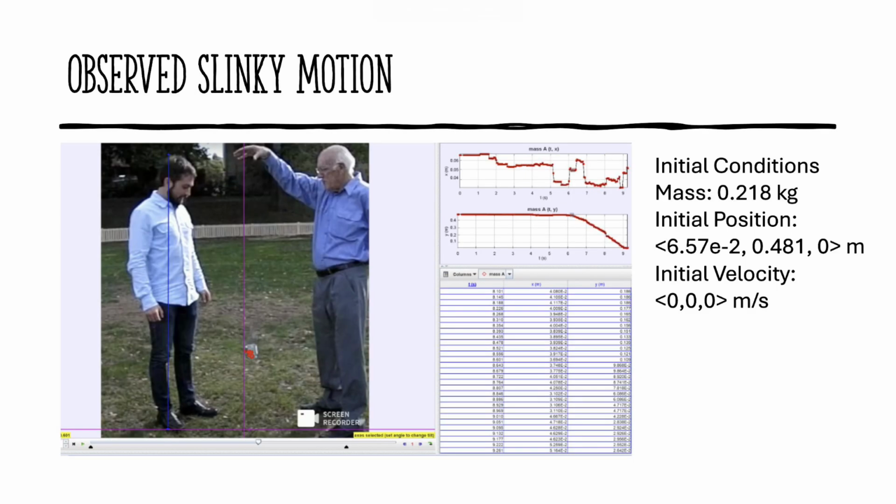These are the calibrations I made in Tracker to accurately track data. I used a height of 1.75 meters for the man on the left, and I plotted my axis as shown. The initial conditions were the slinky had a mass of 0.218 kilograms, an initial position of 6.57e-2 in the x dimension, 0.481 in the y dimension, and 0 in the z direction. The initial velocity was 0 as the slinky was not moving.